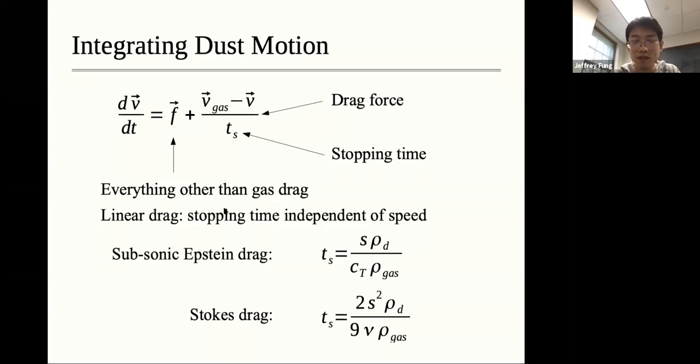And I'm going to simplify this further by considering only linear drag, so a stopping time that is independent of speed. For example, the subsonic Epstein regime stopping time looks like this, where you have the grain size, density of the grain, density of the gas, and mean thermal speed. Or the Stokes drag, similar things, but over here you have the kinematic viscosity.